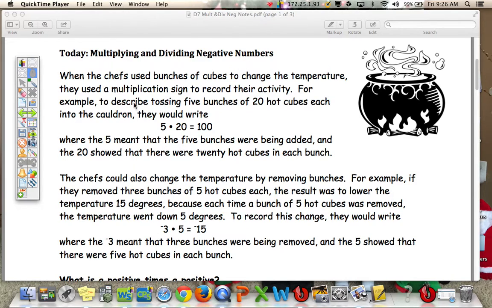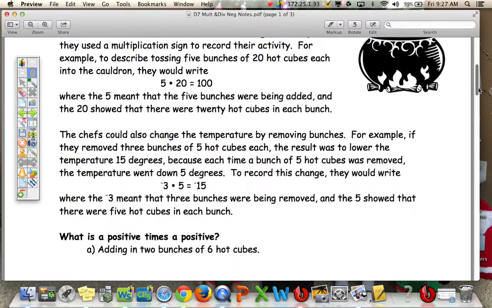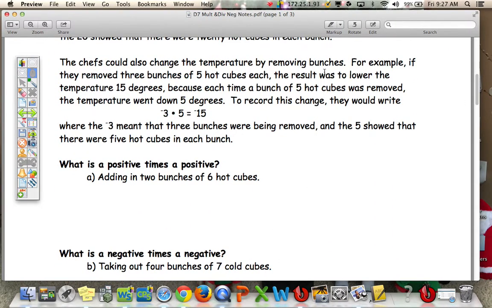For example, to describe tossing in 5 bunches of 20 hot cubes into each cauldron, they would write adding in 5 bunches of 20 hot cubes each, raising the temperature by 100. The 5 meant 5 bunches were being added, 20 showed they were hot cubes. The chefs could also change the temperature by removing bunches. For example, if they removed 3 bunches of 5 hot cubes, it would be negative 3 times 5, and that would change the temperature negative 15.